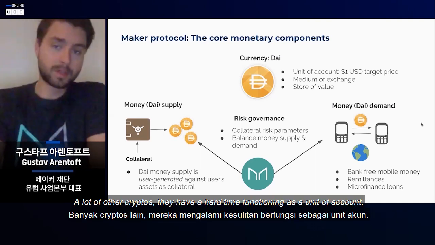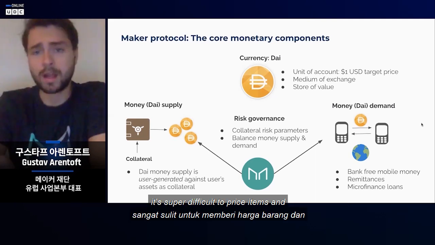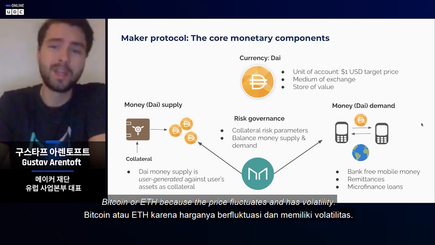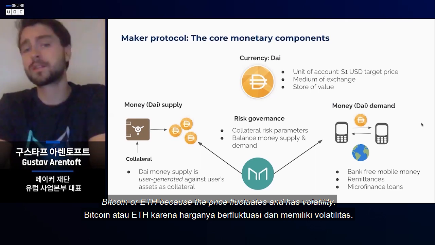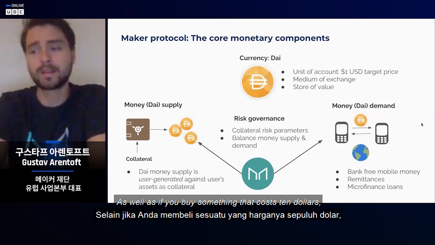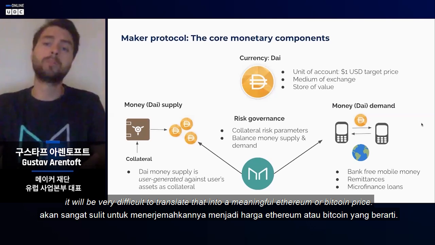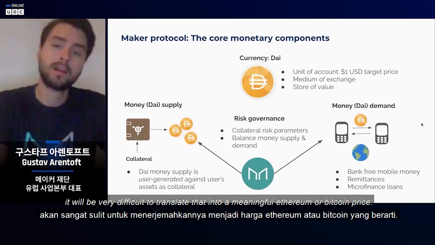A lot of other cryptos have a hard time functioning as a unit of account. It's super difficult to price items in Bitcoin or ETH, because the price fluctuates, it has volatility, and if you buy something that costs $10, it will be very difficult to translate that into a meaningful Ethereum or Bitcoin price.